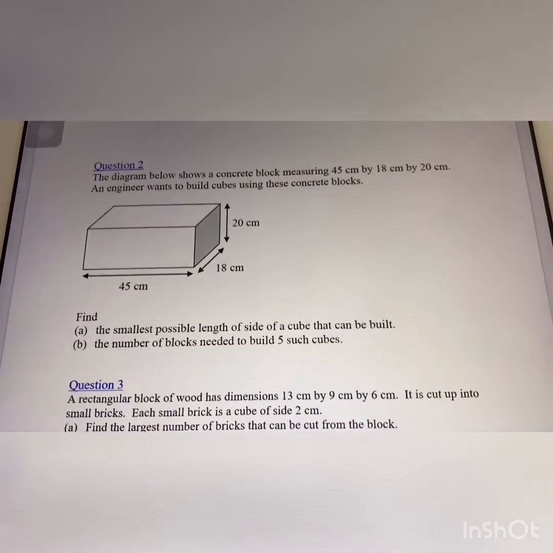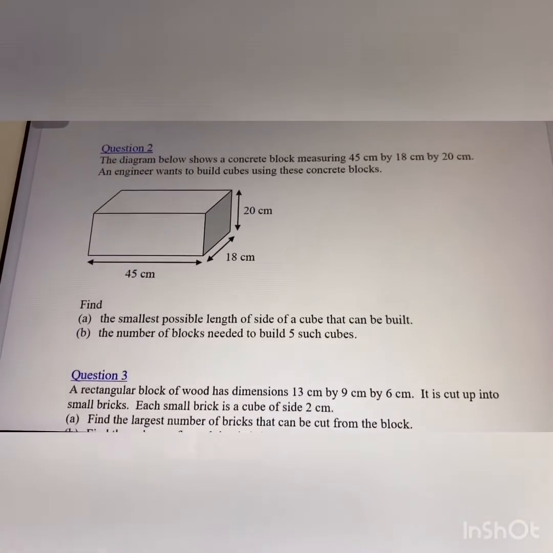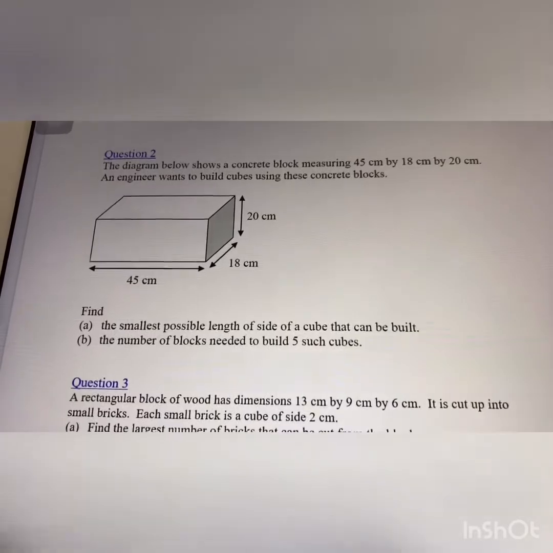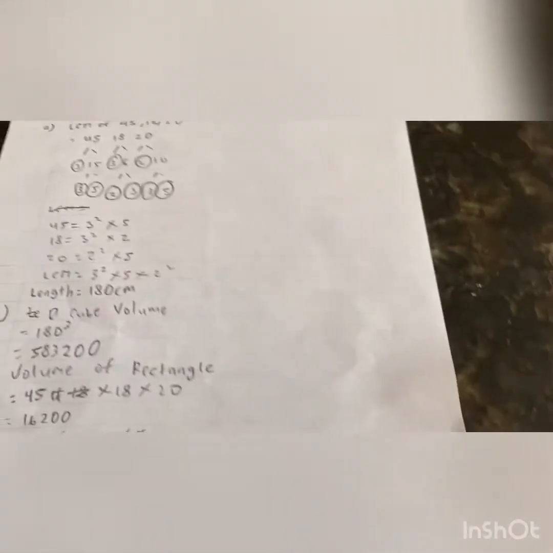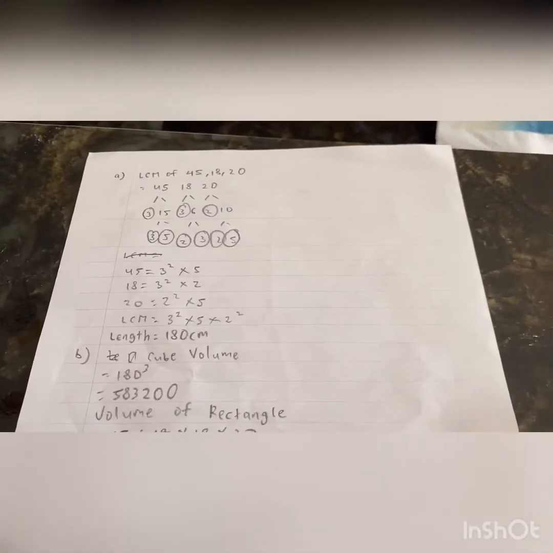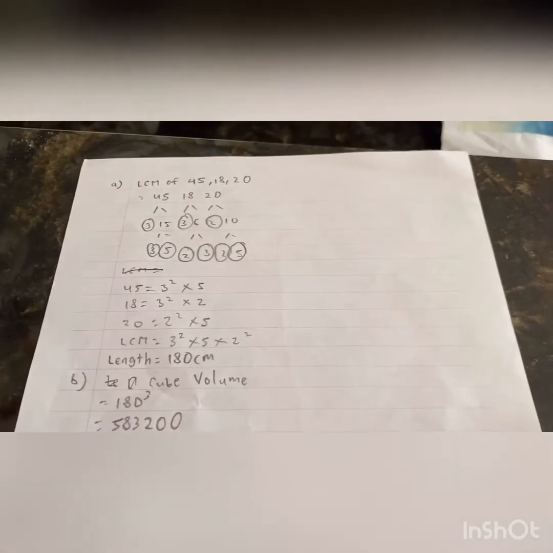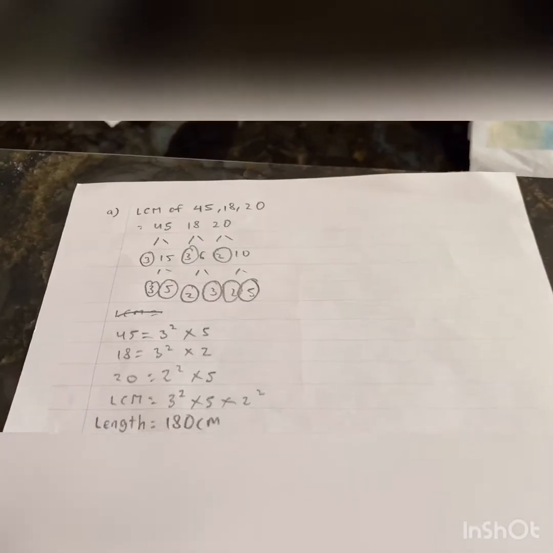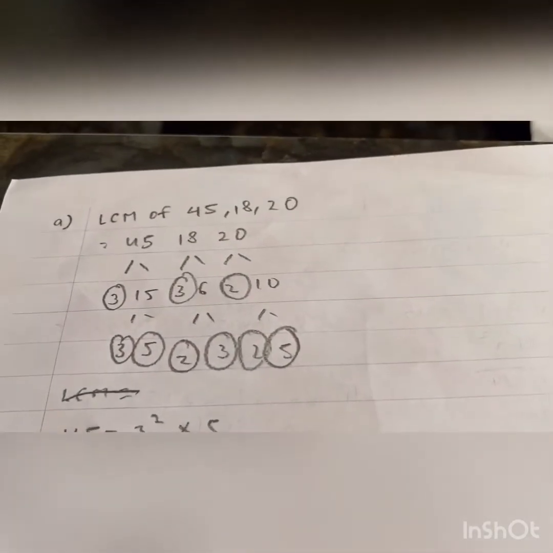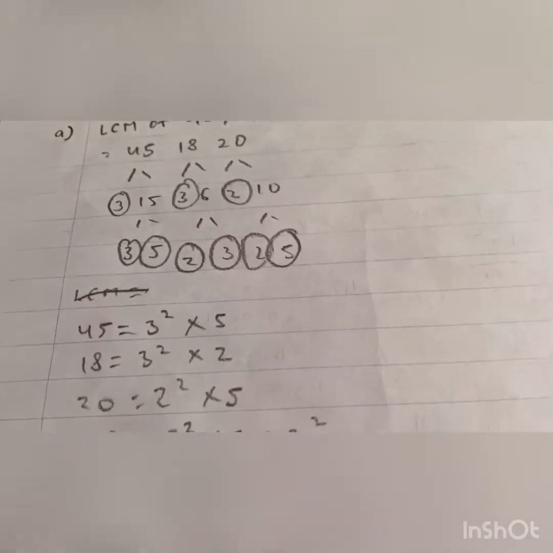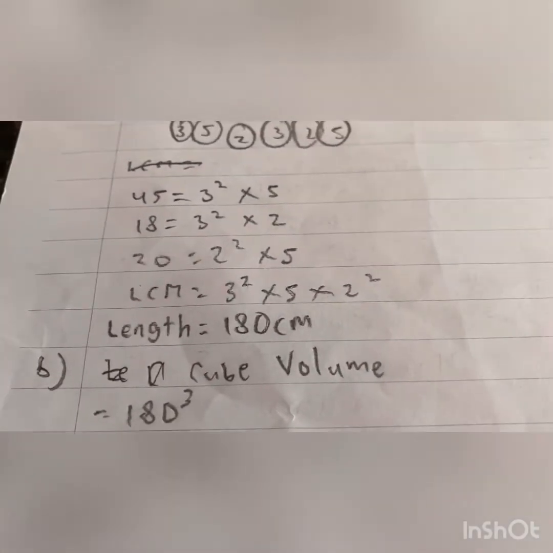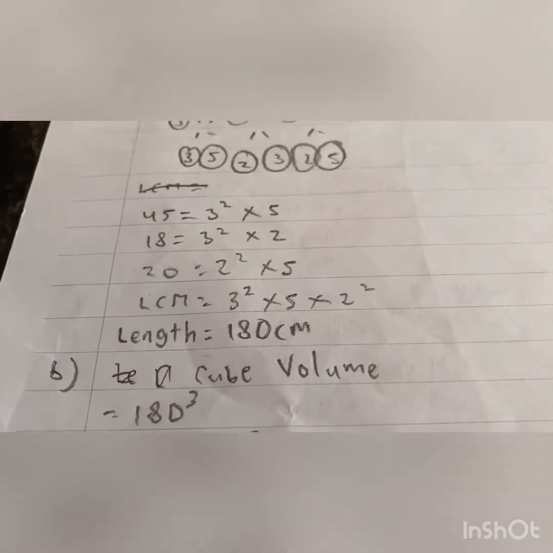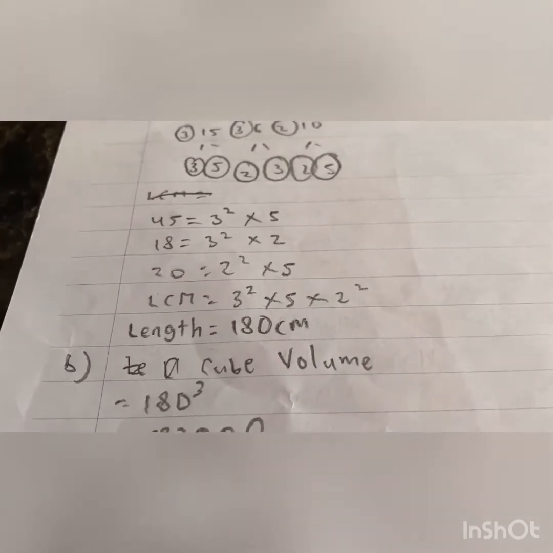If you want to examine the question even further, you can pause the video and take a look at it longer. If not, I will go ahead and explain the question to you. So here, first we have to find the minimum length of the block. To find that, we have to use LCM, as you can see right here. The LCM is 180 cm. And then next, we have to find the number of blocks needed to build 5 such cubes.